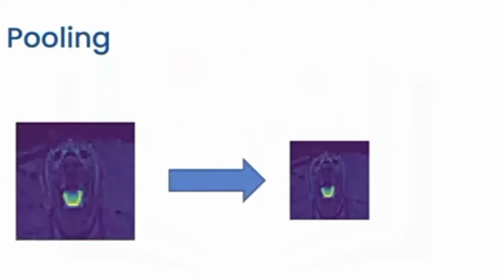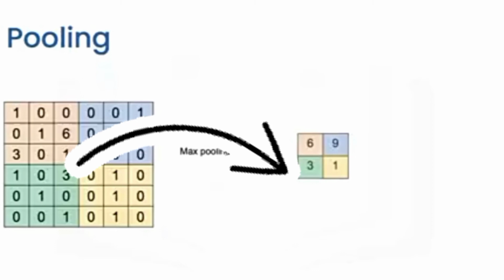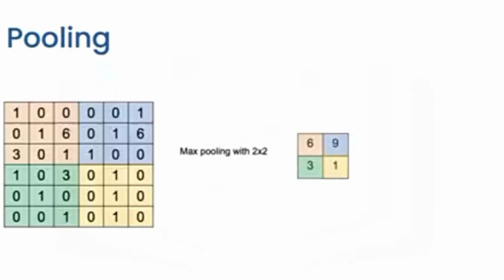Pooling. Pooling helps to reduce the number of parameters and increases the receptive field while preserving the important features. To make it easier to understand, we can think about it as resizing the image. Max pooling is the most popular type of pooling. Consider the feature map. We apply max pooling with dimensions 2 by 2. It takes the maximum pixel value, and we get a smaller feature map.